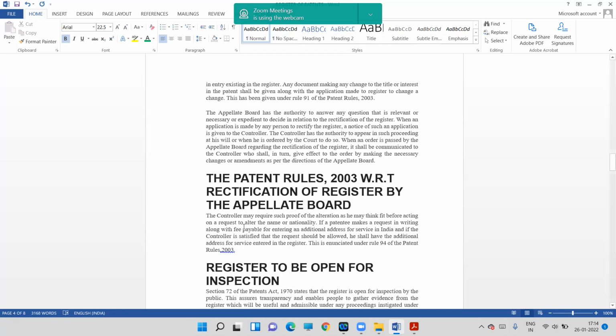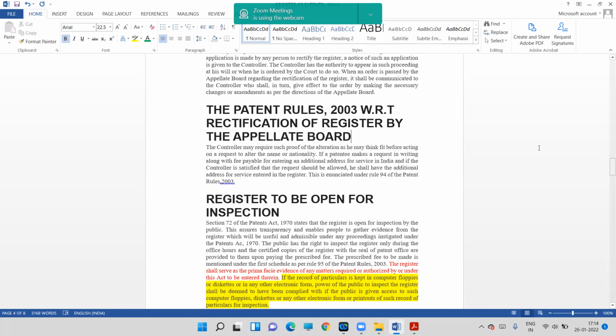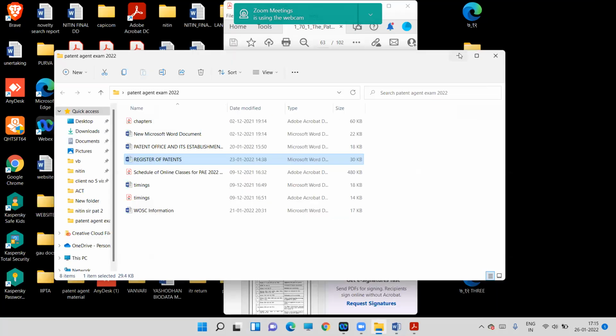The Patent Rules 2003 with respect to rectification of the register by the appellate board: the controller may require such proof of the alteration as he may think fit before acting on a request to alter the name or nationality. Generally, what will happen when we file the patent? There is a criteria that we need to file. One minute, I will show you so you will understand better.